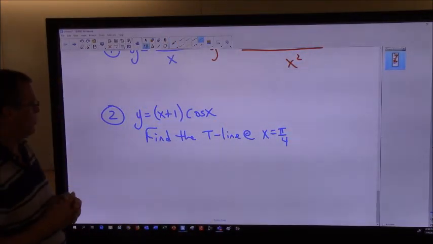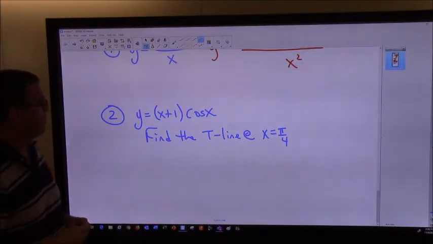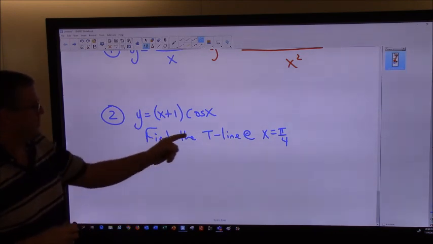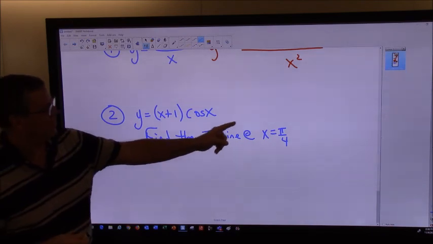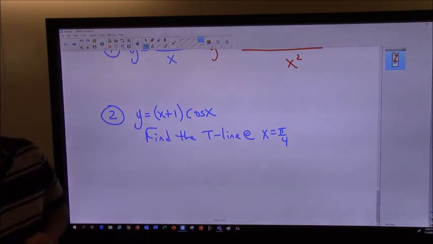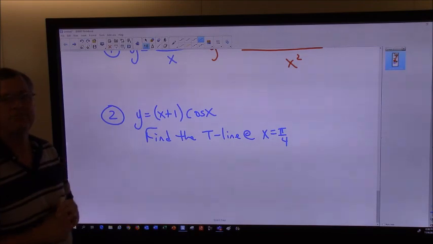All right, let's try this one. So I've got y equals x plus 1 times the cosine of x. And what I want to do is I want to find the equation of the tangent line when x equals pi over 4. You guys go ahead and try it.